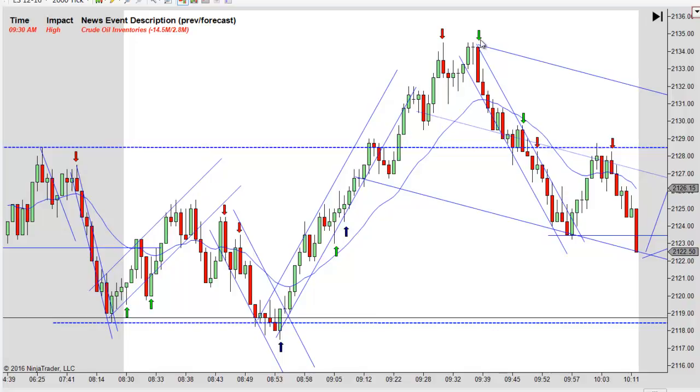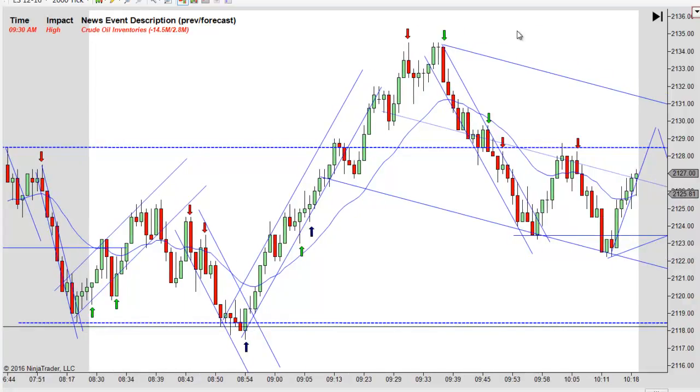Now, the only reason I made this one green, this is borderline being red, but it's so close to the EMA that it may touch that and bounce again. And so I think you're better off to wait and see if you get something better. And of course you do.